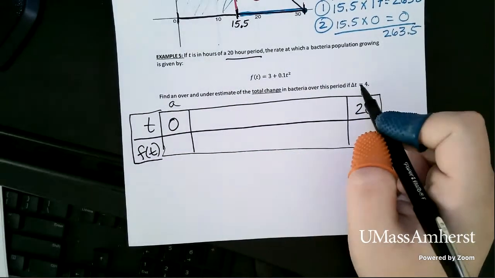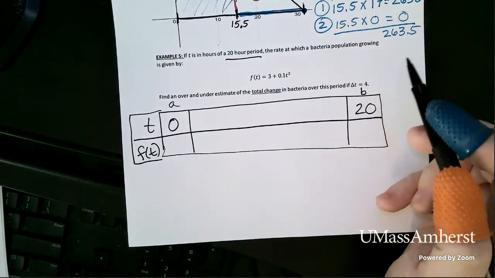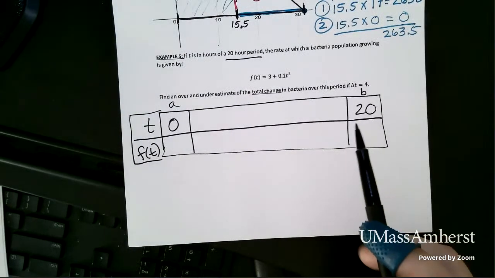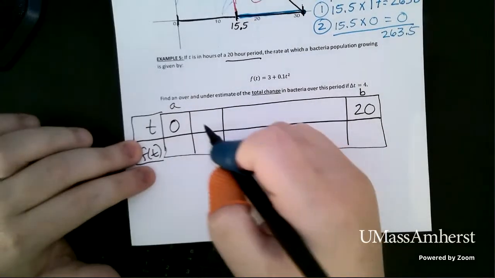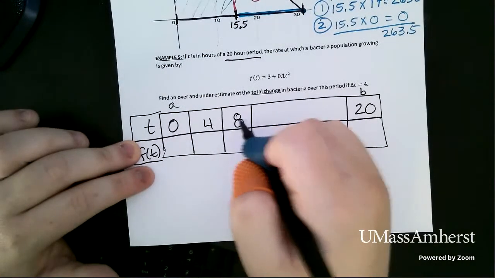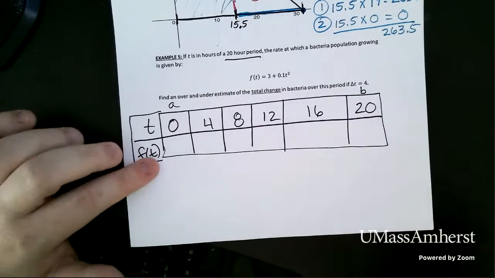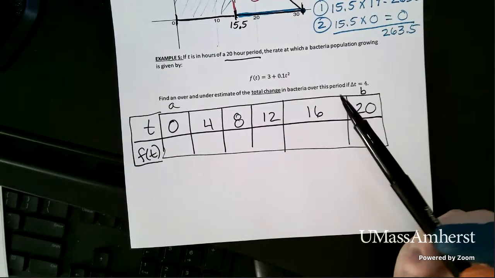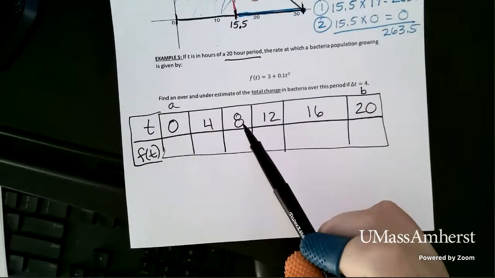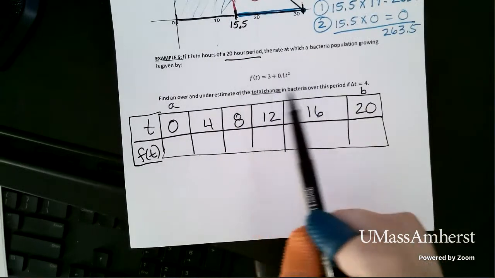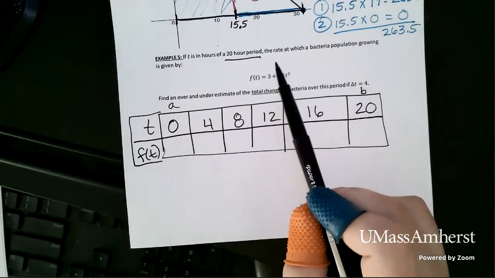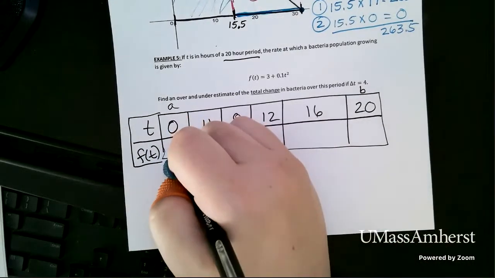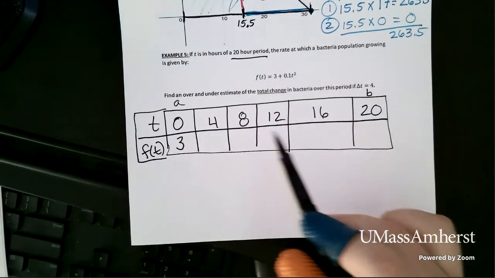We are also told that delta t equals 4, which means that to get from 0 to 20, I am going to be counting by 4s. So I have 4, 8, 12, 16, 20. What I need to do is plug each of these t values into the function that gives me the rate. For example, if I plugged in 0, 0 squared times 0.1 is 0 plus 3 gives me a rate of 3. Then I'd plug in 4, 8, 12, 16, and 20.